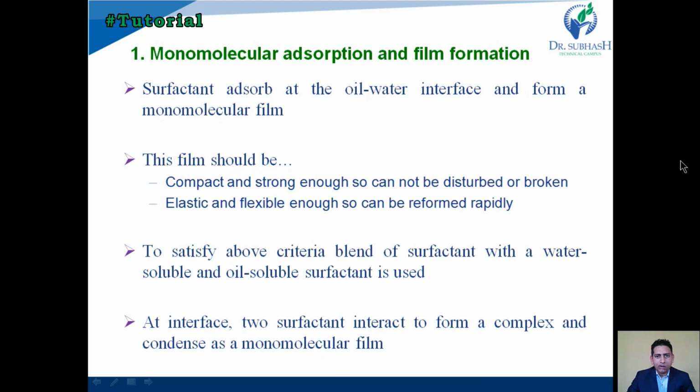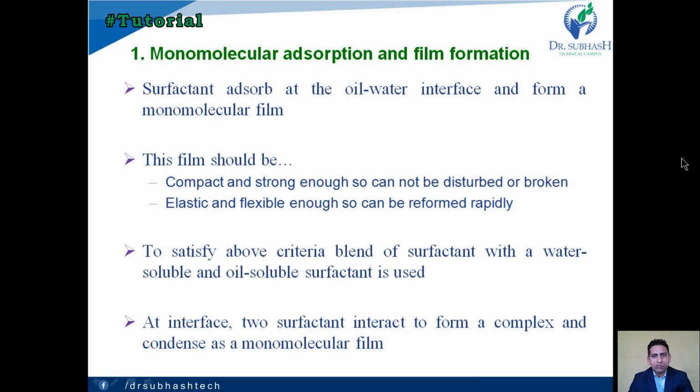First, monomolecular adsorption and film formation. Surfactants adsorb at the oil-water interface and form a monomolecular film. This film should be compact and strong enough so it cannot be disturbed or broken. When oil and aqueous phases are present in our emulsion, there is always a tendency of oil molecules to fuse together. Oil molecules always have attraction towards oil molecules.